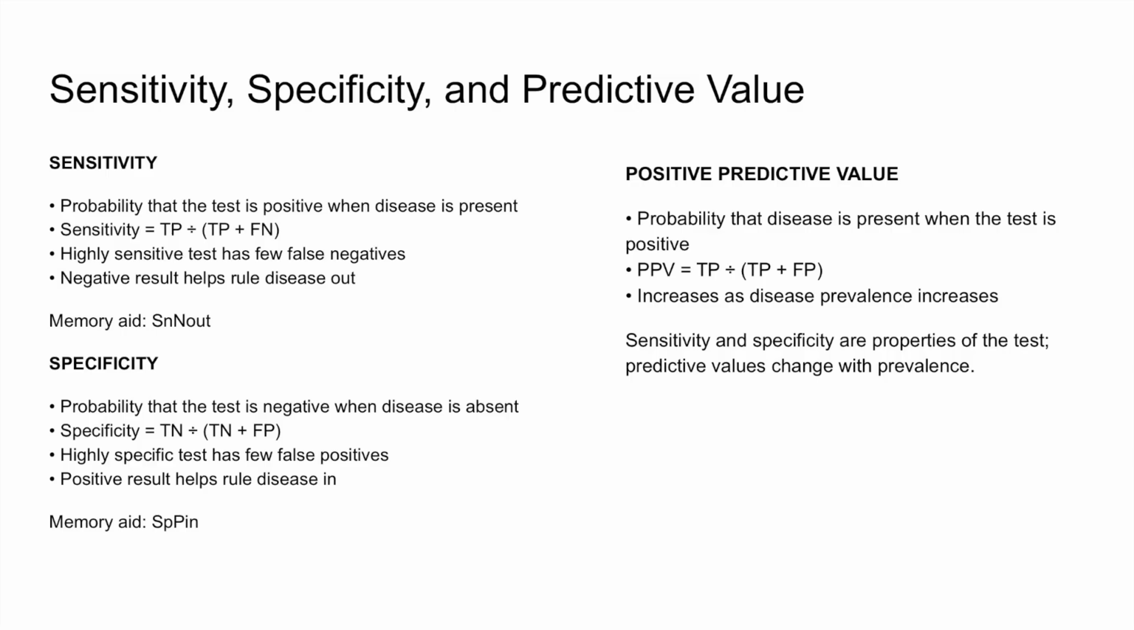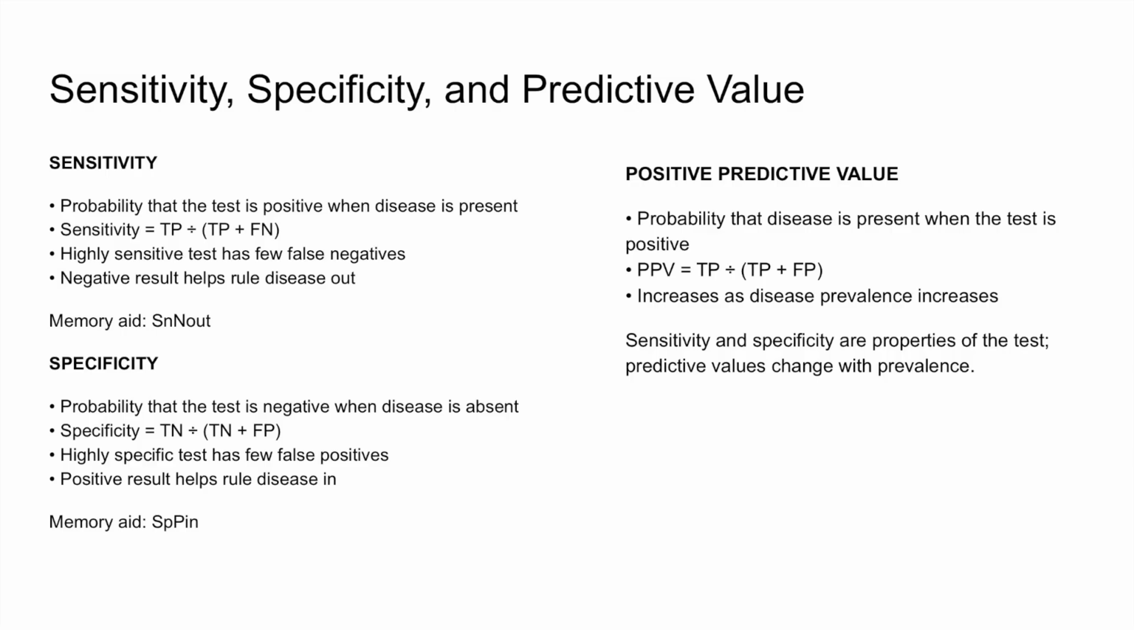Specificity begins with patients who do not have the disease and asks how many test negative. It equals true negatives divided by all non-diseased patients. So a highly specific test has few false positives. This gives the mnemonic SPIN. A positive result on a highly specific test helps rule disease in.